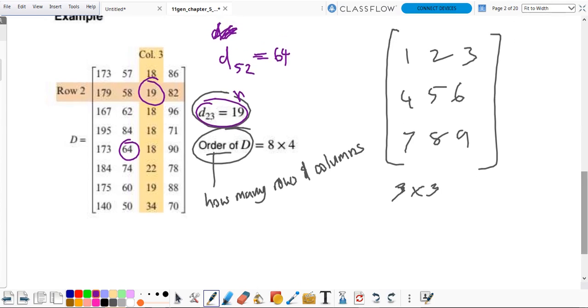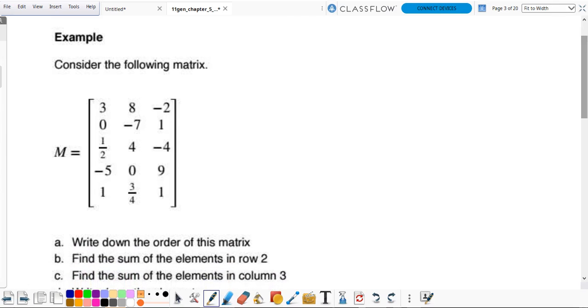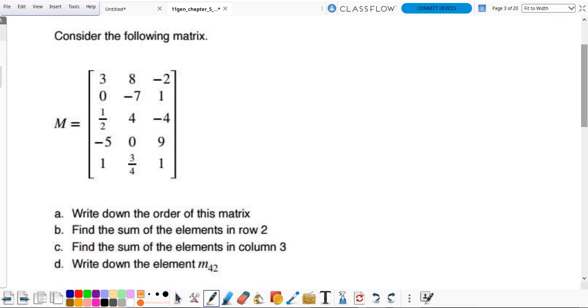Pretty basic. Anyone lost yet? Good. Let's keep going. Considering this matrix, we're just going to do some of these questions. Write down the order. Find the sum of elements in row 2. Find the sum of the elements in column 3. And write down element 4, 2. So part A, write down the order of this matrix.